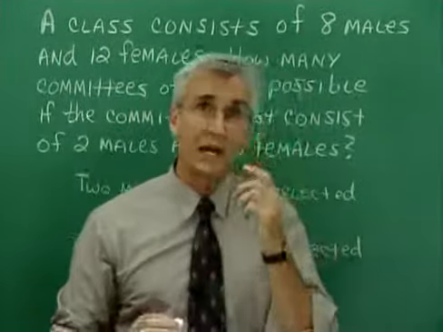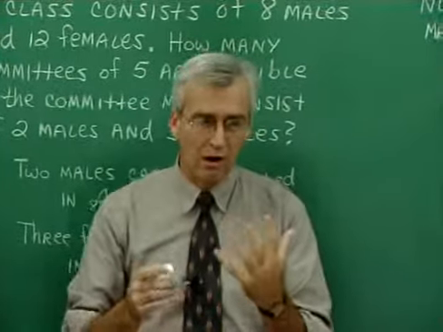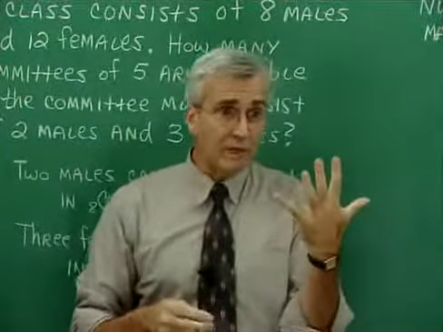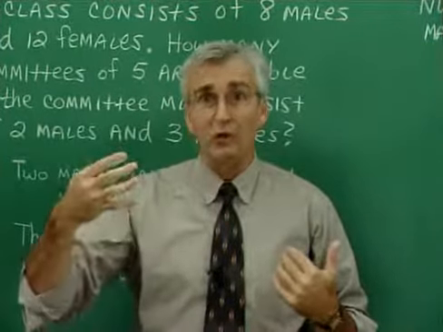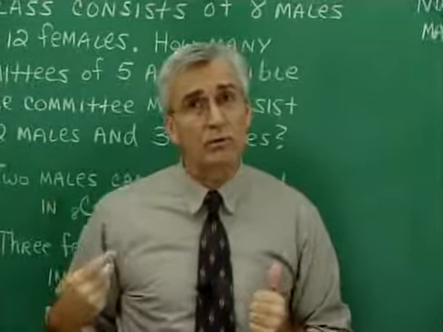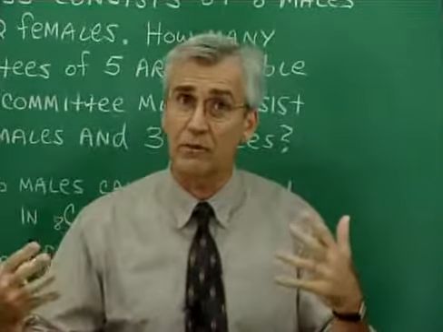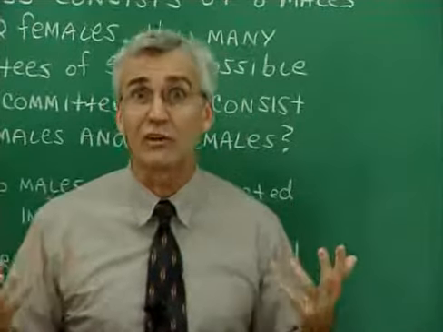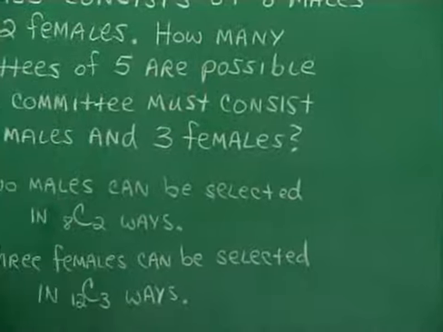Now the permutation idea comes into play where we're thinking, well, all of these possible groups of males can be associated with all of these possible groups of females, you see. And so that's the multiplication idea, the fundamental counting principle notion, the permutation notion involved in the problem. All right, we would begin the analysis of the problem like this.